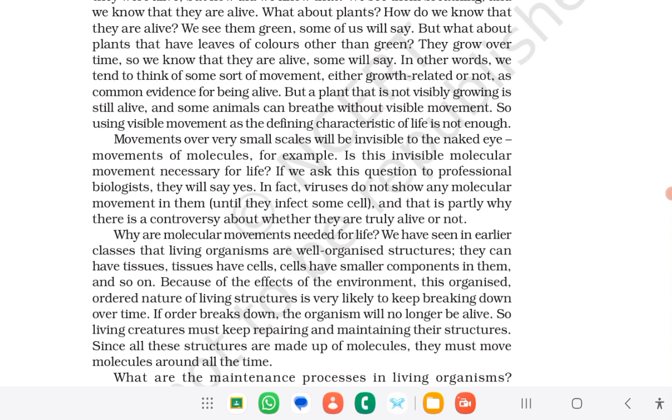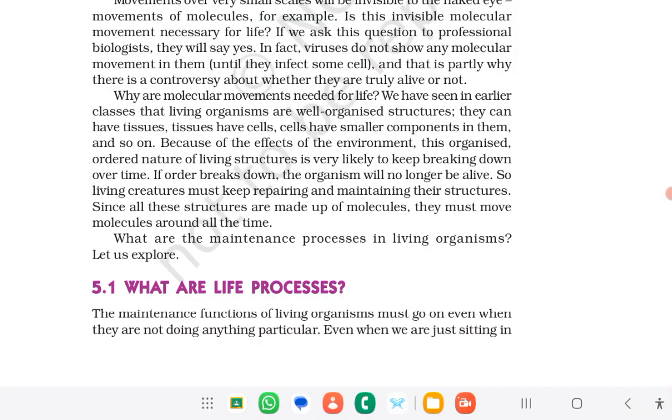If we ask this question to professional biologists, they will say yes. In fact, viruses do not show any molecular movement in them until they infect some cell. And that's partly why there is controversy about whether they are truly alive or not. Why are molecular movements needed for life?